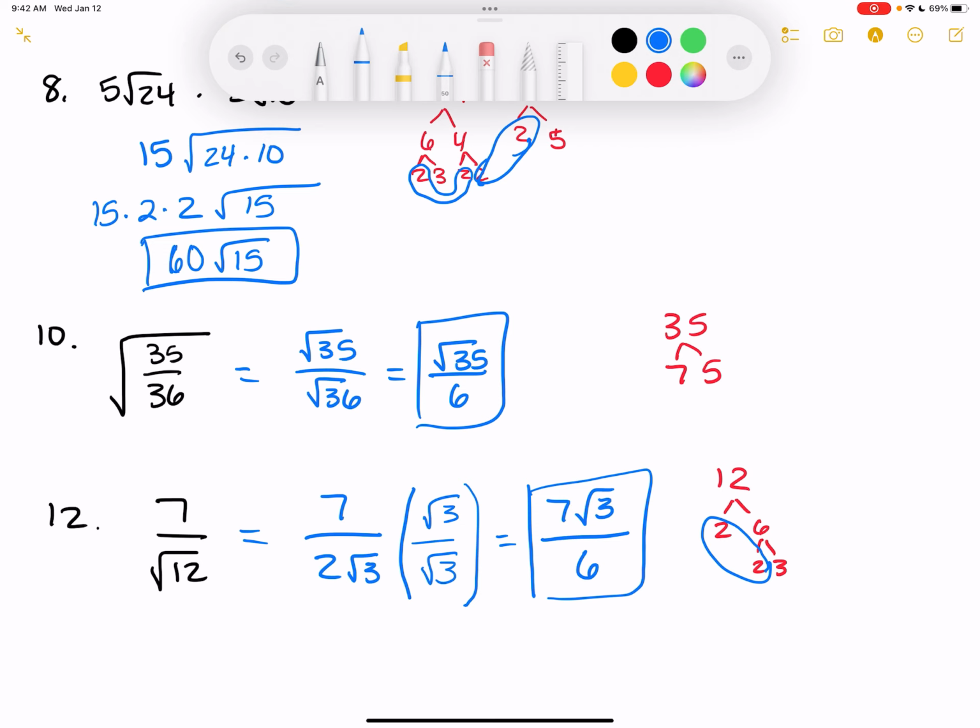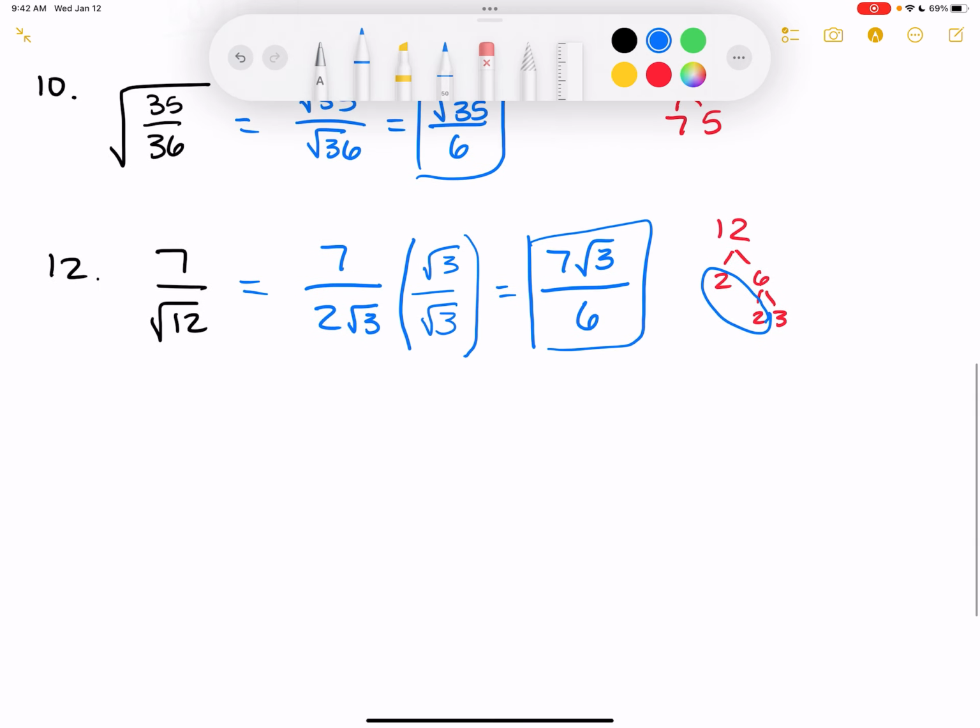Alright, I'm going to have you guys try one really quick on your own, and then we'll go over it. 14, the square root of 13 over 28. So all of that's underneath the radical. It's the last one of this type that we'll do, so take a minute and do that.